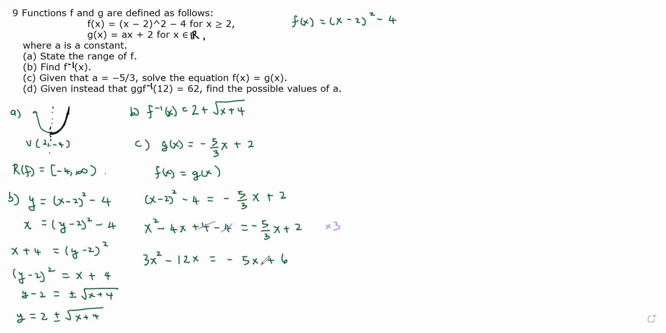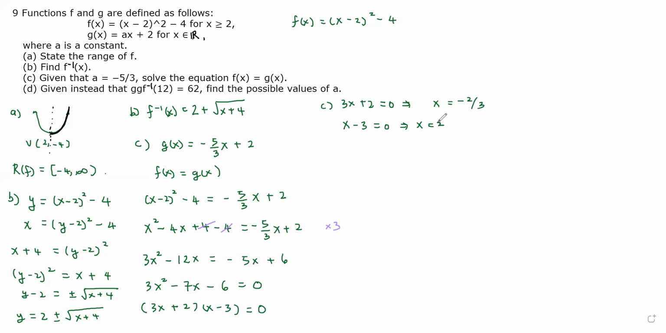Rearranging the equation by moving everything over to the left, we have 3x^2 - 12x + 5x, which is -7x, - 6 equals 0. This trinomial can be factored to (3x + 2)(x - 3) equals 0. Setting each part to 0, when we set 3x + 2 to 0, we have x equals -2/3. And when we set x - 3 to 0, we have x equals 3.